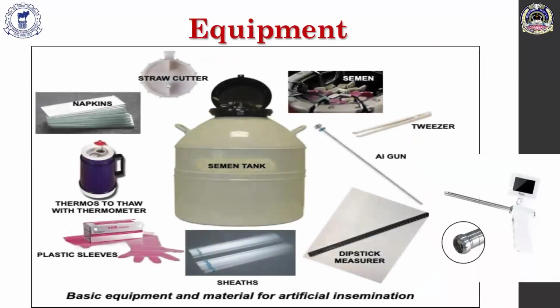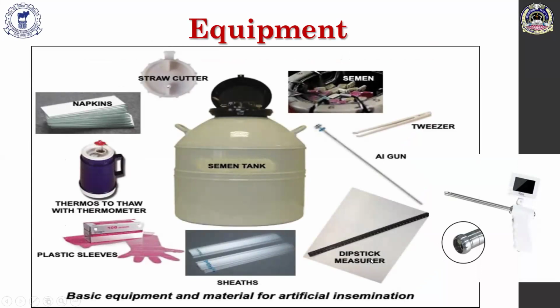For artificial insemination, what equipment do we require? The first one is the semen, and this semen is kept in this semen tank, which has a temperature-sensitive jacket, and the temperature is controlled in this semen tank filled with liquid nitrogen at minus 190 degrees centigrade.